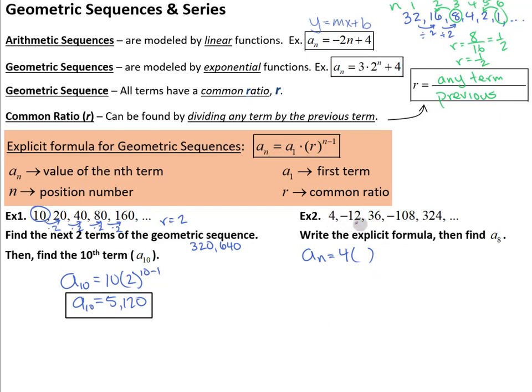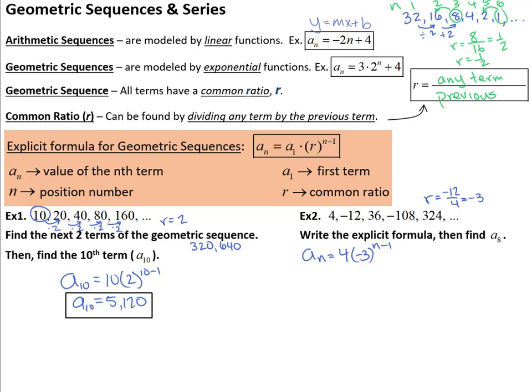Now here, it does appear our numbers are getting larger, so I think we're multiplying, but notice that they're alternating signs, right? Negative, positive, negative, positive. Well, again, we can always figure out r by taking any term, so I'm going to take negative 12, and divide it by the previous term, 4, to figure out what they're multiplying by here. And in this case, they're multiplying by negative 3, and you definitely need parentheses here when you go to plug this in the calculator. But for the explicit formula, we just leave n as n.